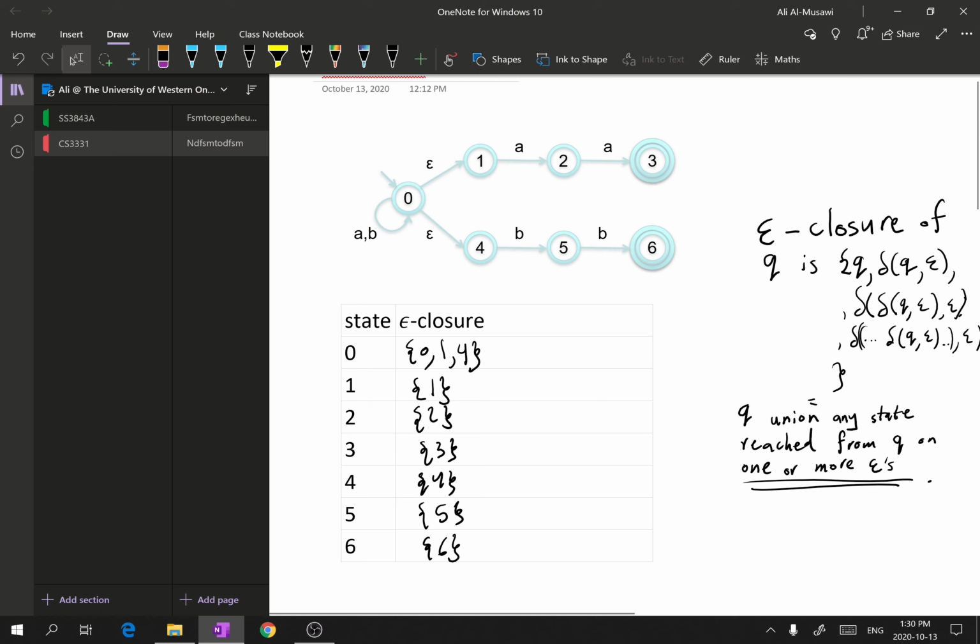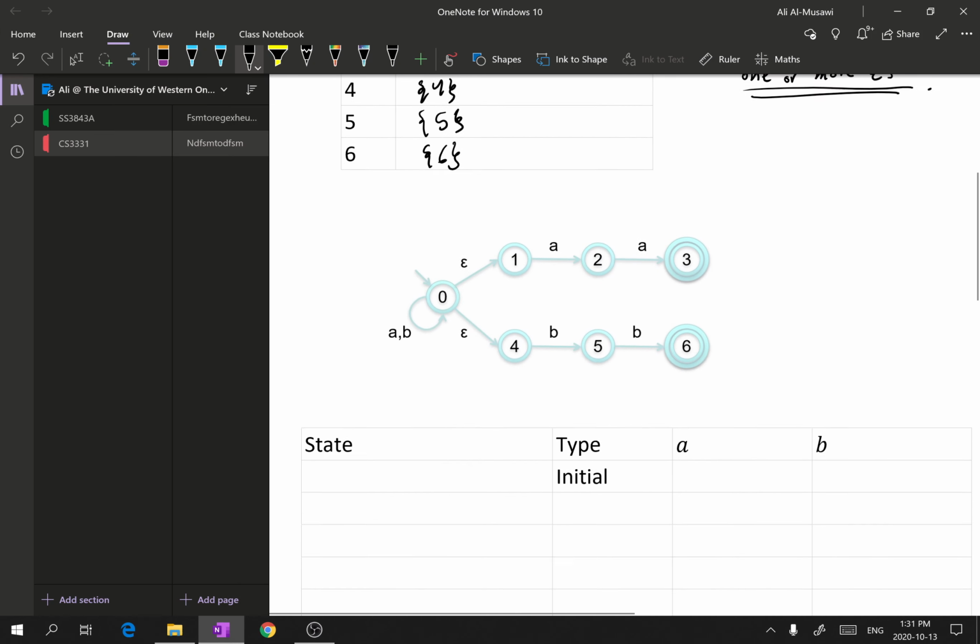Now, recall that the epsilon closure of a state Q is the state itself union any other state reached from Q on one or more epsilons. So here I have from 0, I could reach 1, and I could reach 4. Now, of course, by definition, I have to include 0, so that's what we have. Now, I cannot go anywhere on epsilon from 1, so that's why there is no more, and that's why the chain got terminated here. Now, for 1, like I said, it's only itself, and 2, and actually 3, and all of them follow from the same. So we got lucky in this example.